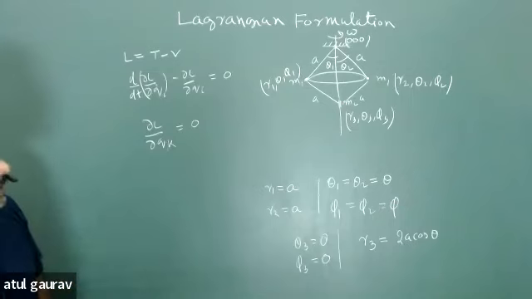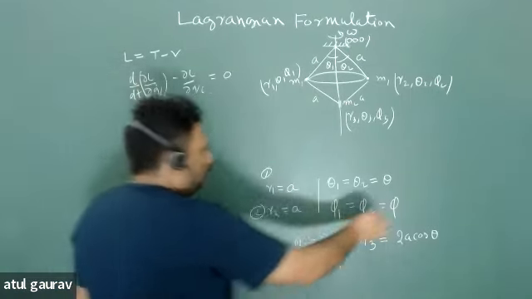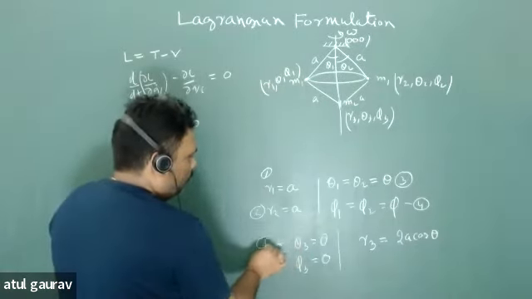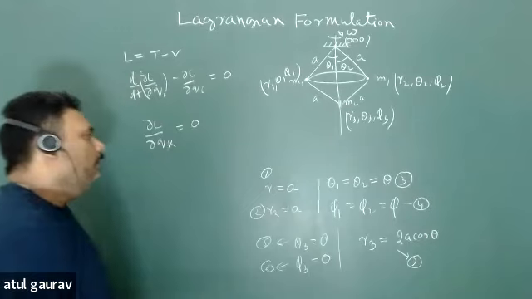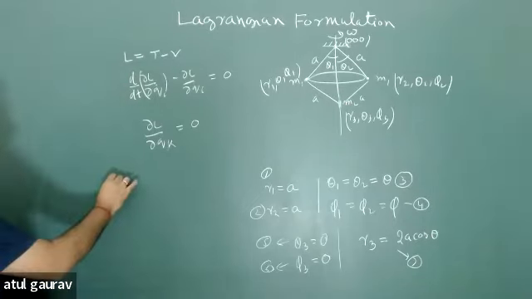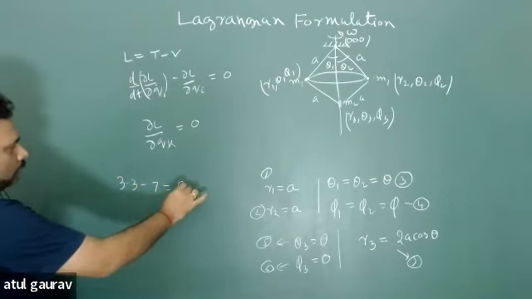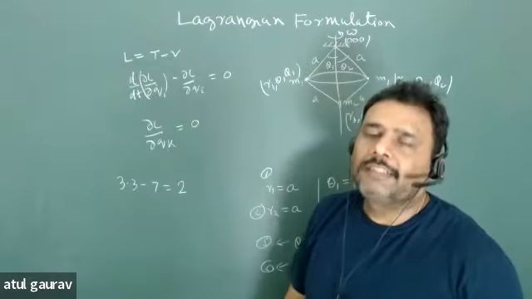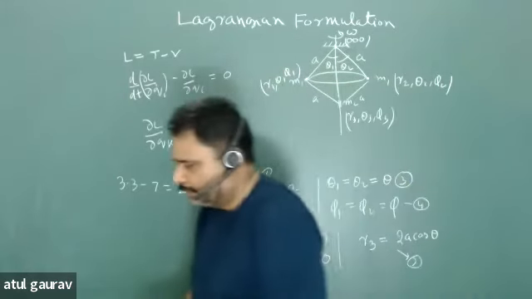Now, how many equations of constraint are there? 7. This is your first constraint, second, third, fourth, fifth, sixth, and this is your seventh constraint. So what will be your degree of freedom? Your degree of freedom is 3 into 3 minus 7, which is equal to 2. So you have 2 degrees of freedom. Let's see what the generalized coordinates are. Clear here?